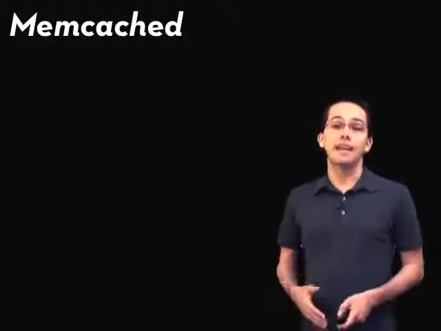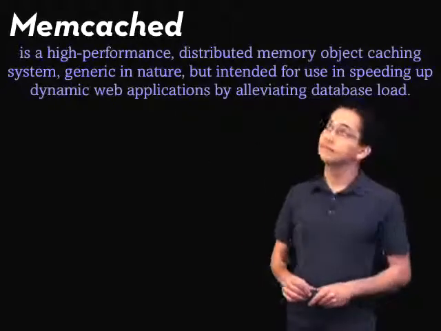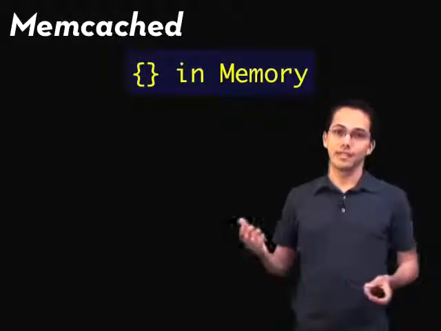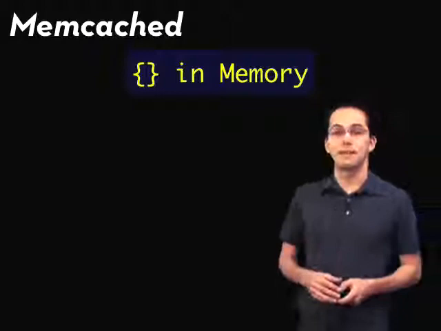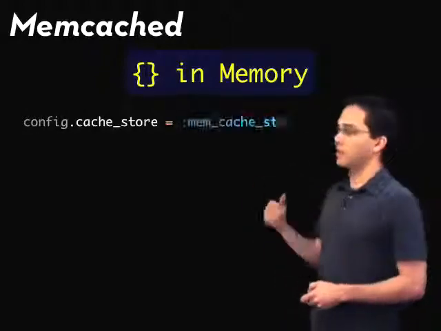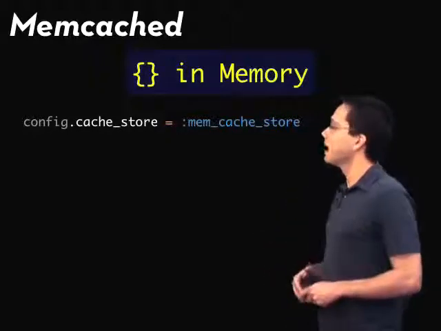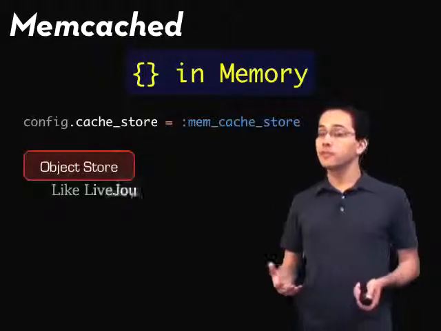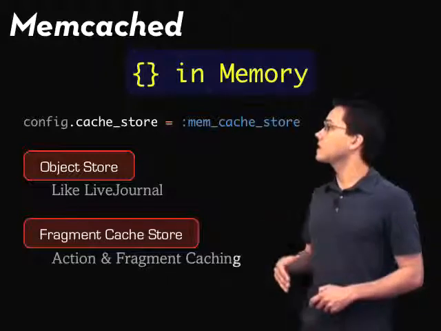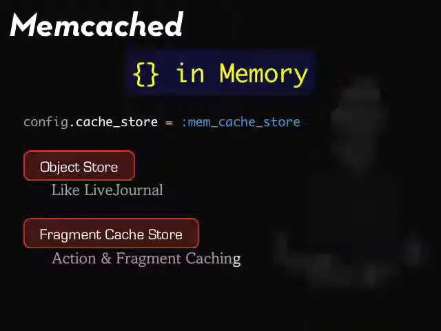So what exactly is Memcached? Well, here's the long explanation. And here's the short explanation. Right? It's basically just a hash in memory. So in order to configure Memcached with Rails, all we need to know is this one line of code. This is probably something you put in your production.rb in your config directory. And we can use it in two different ways. We can use it as an object store, just like LiveJournal. Or we can use it as a fragment and action cache store for our action and fragment caching. We'll take a look at that in a minute.